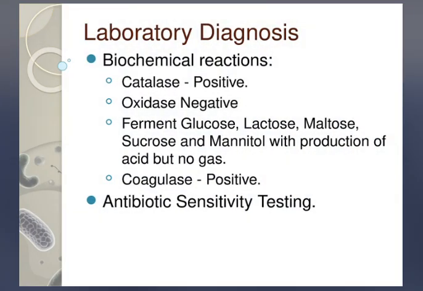Biochemical tests further identify Staphylococcus. Catalase is positive, while oxidase is negative. The bacteria ferment sugars like glucose and mannitol, producing acid but no gas. Coagulase test differentiates pathogenic species. Antibiotic sensitivity testing guides effective treatment choices, ensuring the best outcomes for patients.